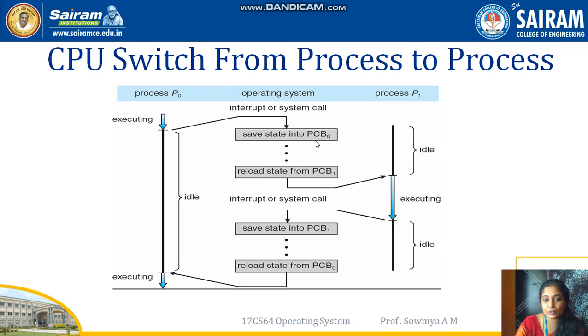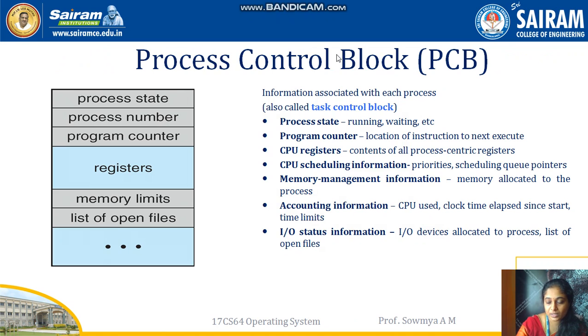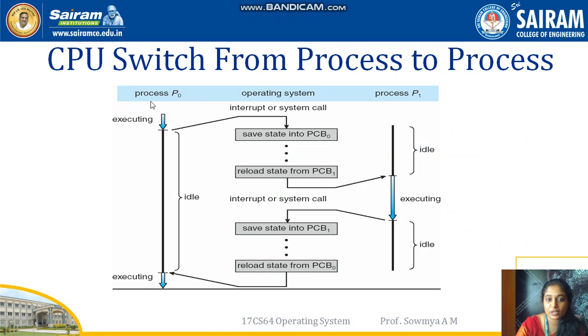Save the states into PCB0. The process control block, including the program counter, of P0 will be saved. Then reload the PCB of P1, so process 1's PCB will be loaded.